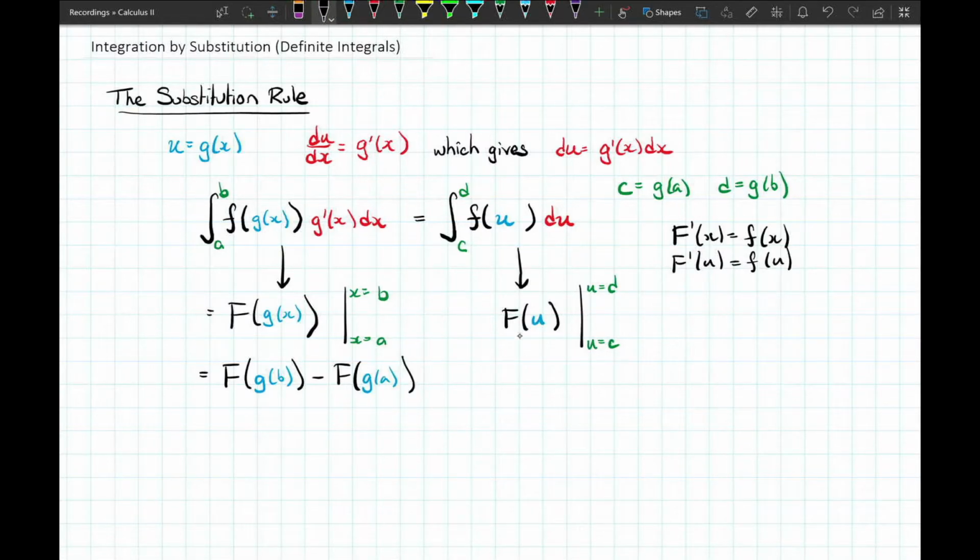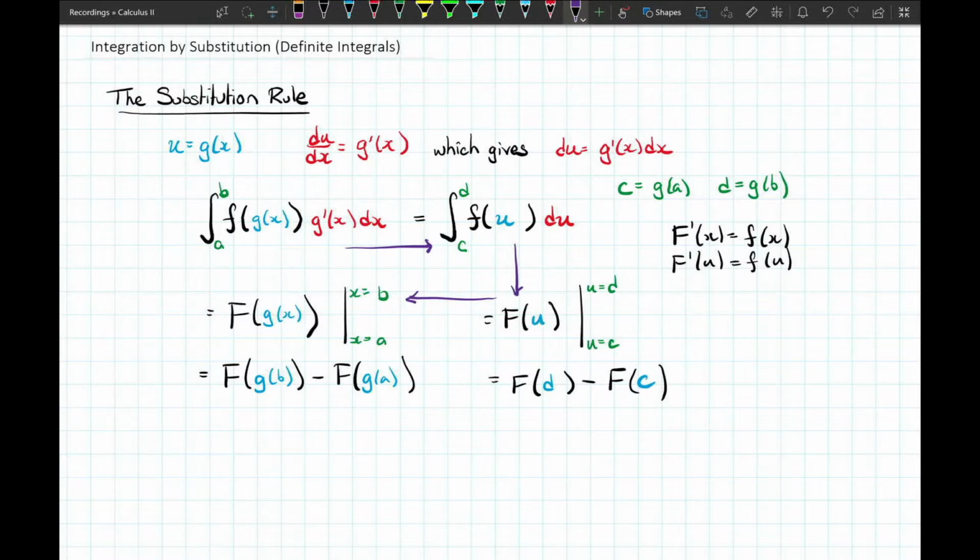Whereas if we just change the variable to u and leave it that way, we end up with capital F evaluated at d minus capital F evaluated at c. Okay, so this gives us really a couple options to get to the correct answer at the end, and they are equivalent answers. What we tend to do with indefinite integrals is we evaluate the integral by changing the variable to u, getting the antiderivative, and then plugging back in g of x.